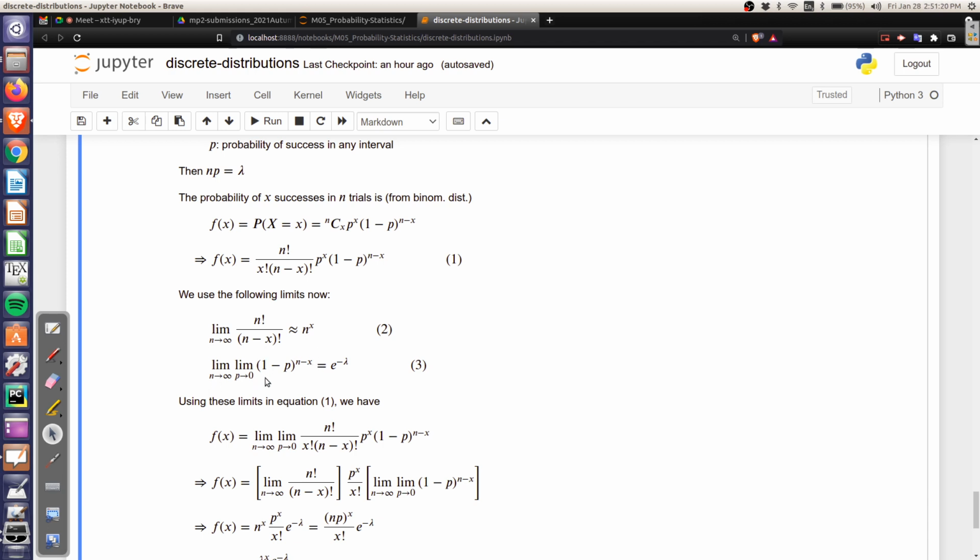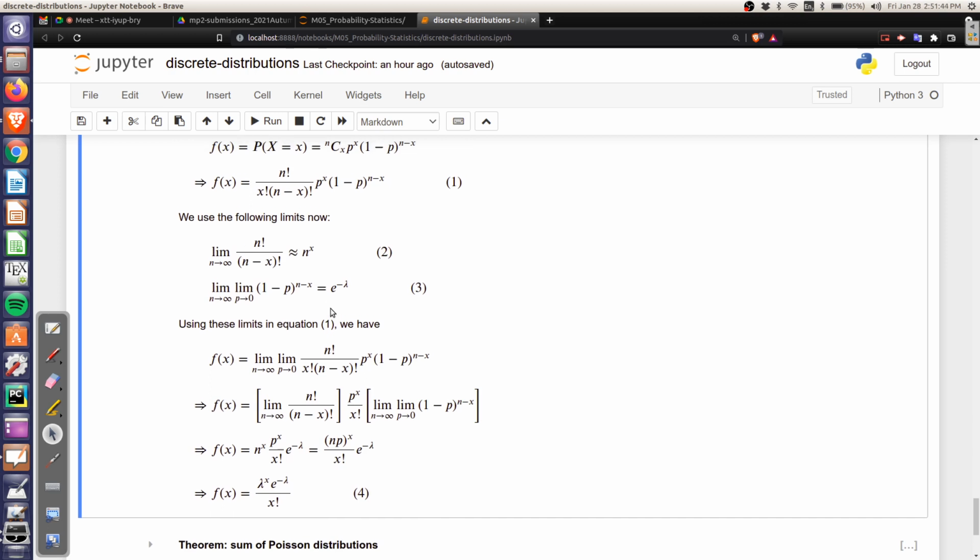And another limit is (1 - p)^(n - x). Here there are the quantities p and n. If I take the limit of this quantity (1 - p)^(n - x), where n goes to infinity and p goes to 0, then this is going to simply give us e to the power minus lambda. So we are not going to prove these two, we're just going to use these results.